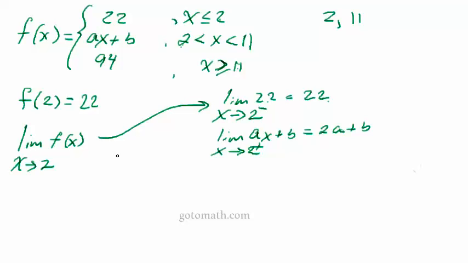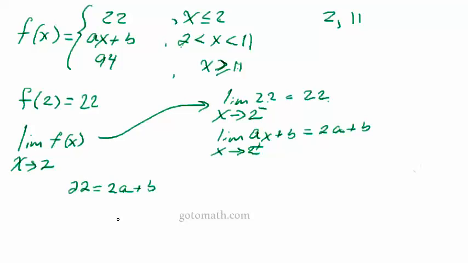Running out of room here. Let's go ahead and just write that equation down here, okay? So 22 is equal to 2a plus b. All right, 2a plus b. Okay, good enough.